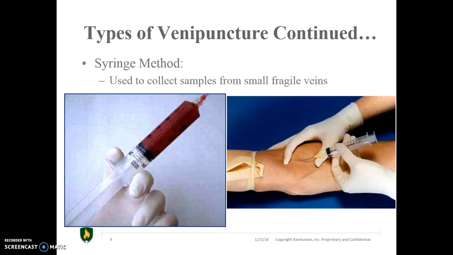And the last one is your syringe method. This method is used to collect samples from small fragile veins that cannot stand the pressure of the evacuated tube method. The drawback is that the exact amount of blood that you need can fill the syringes, and then you would transfer it to tubes.